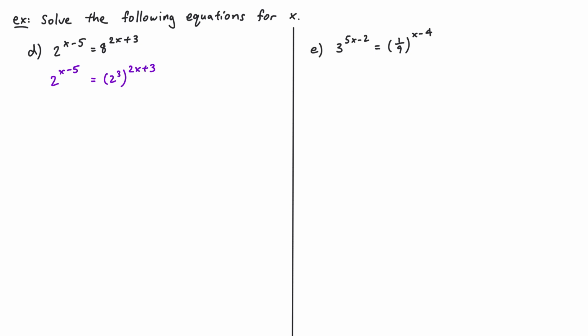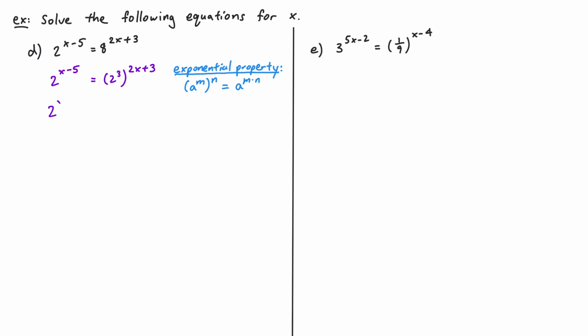Next, what we're going to do is use an exponential property to help us simplify this expression that's on the right-hand side. Remember that we had an exponential property that says if I have a to the power of m and I raise it to the power of n, we can simplify this by multiplying the powers. We end up with a to the power of m times n. And this is essentially what we have on the right-hand side. We have 2 to the third power, and this whole thing is raised to the power of 2x plus 3. So we can simplify this by multiplying the exponents 3 and 2x plus 3 together.